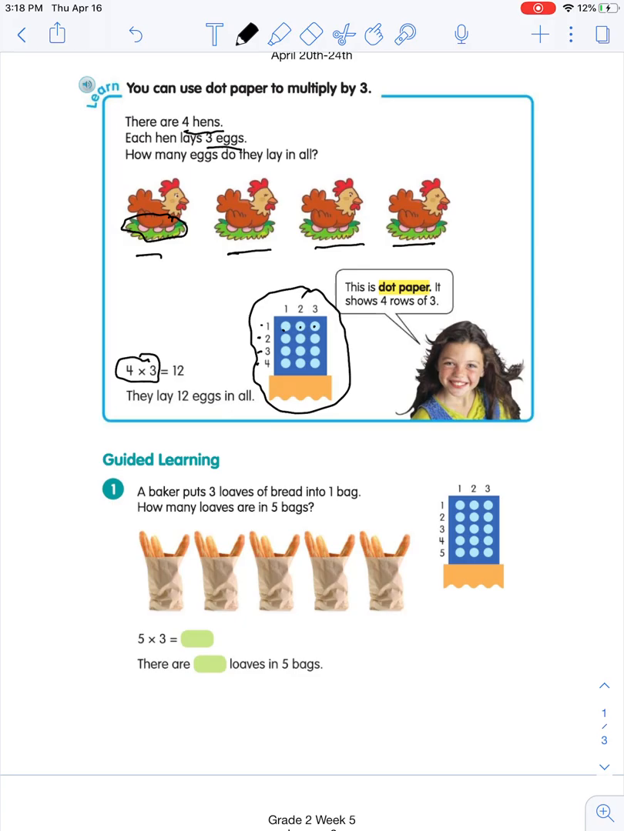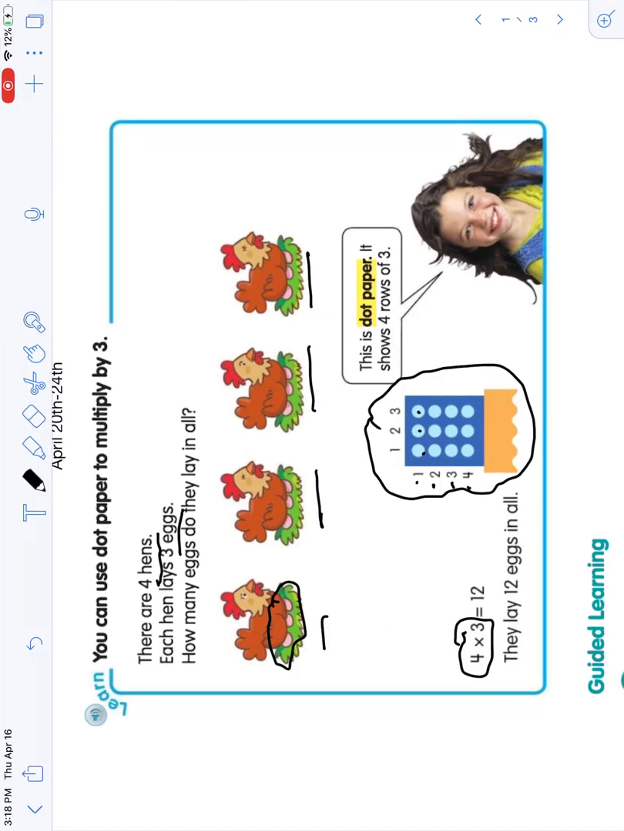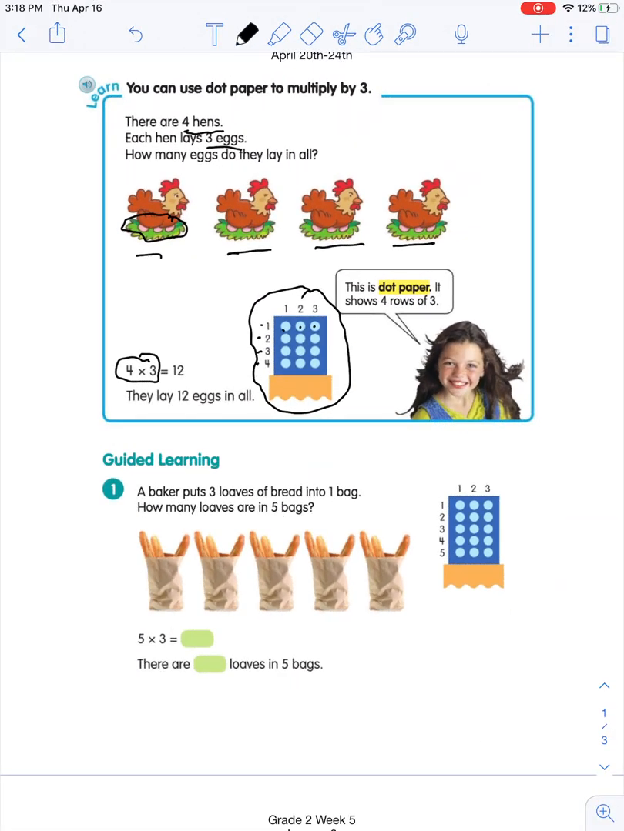I can also think about it as repeated addition. It's another strategy you could use. For instance, I could do 3 plus 3 plus 3 plus 3. And I know that's 3. 3 more is 6. 3 more is 9. And 3 more is 12. So I know 4 times 3 is 12. 4 groups with 3 in each group gives me 12. They lay 12 eggs in all.